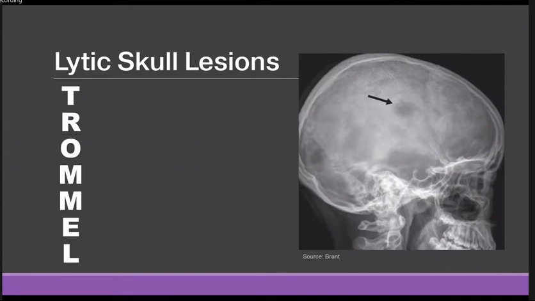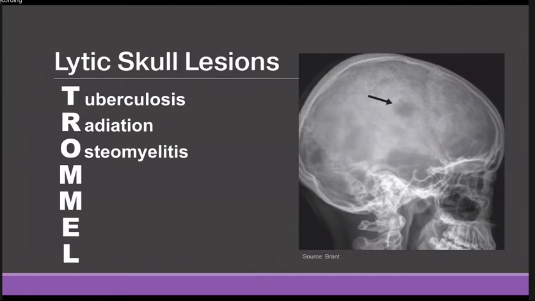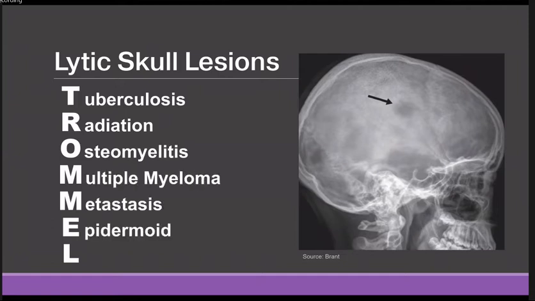Keep in mind that for lytic skull lesions, there are other differentials which we can remember with the acronym TROMEL. These include tuberculosis, radiation, osteomyelitis, multiple myeloma, metastasis, epidermoid, and lymphoma or LCH, which is what we discussed earlier.